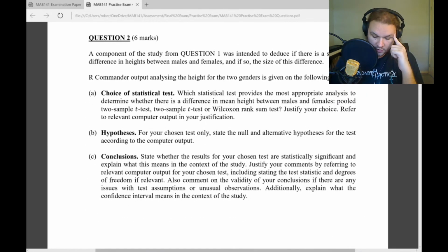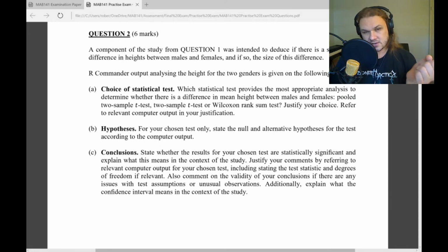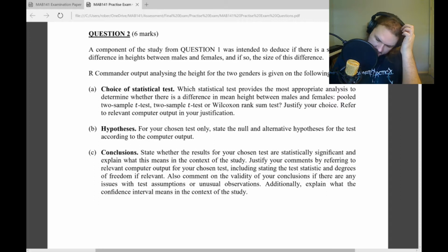A component of the study from question 1 was intended to deduce if there was a significant difference in heights between males and females, and if so, the size of this difference. R output analysing the heights for the two genders is given on the two pages. So this is question 2 based on stats 4. This is when you have one continuous variable but across 2 groups. So a continuous variable and a categorical variable with 2 groups. That categorical variable is obviously gender, and the continuous variable is the height.